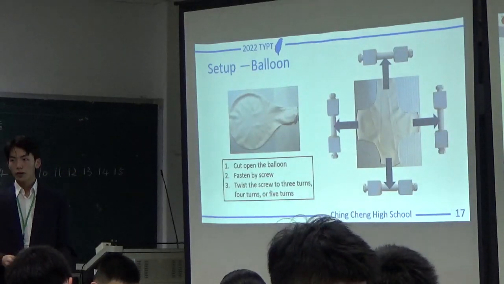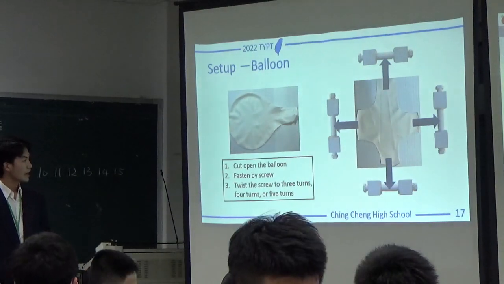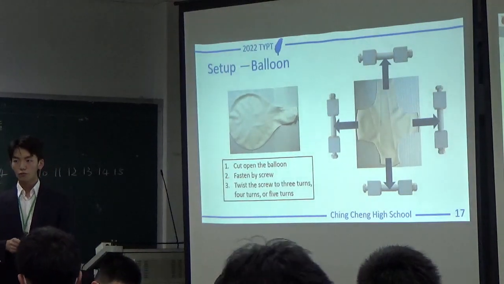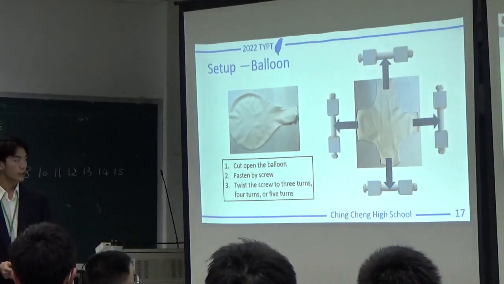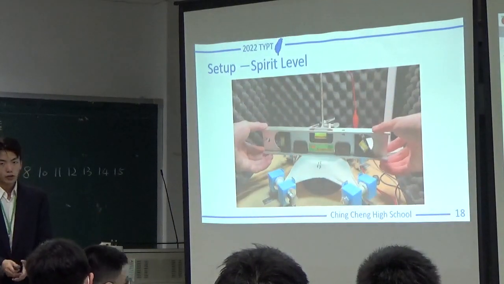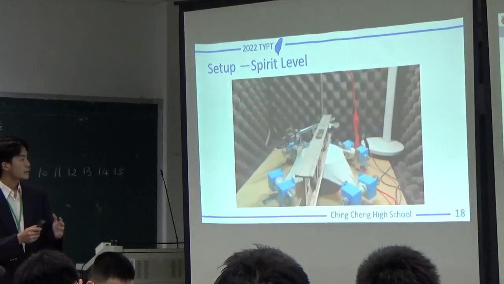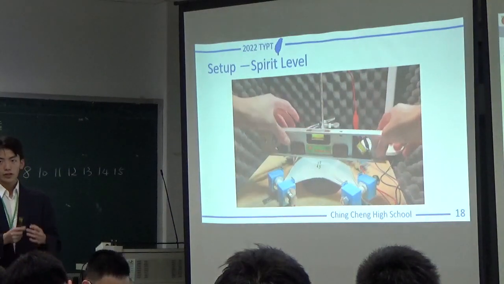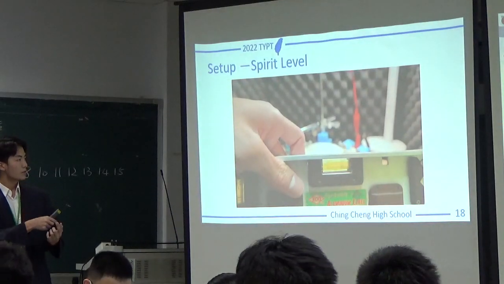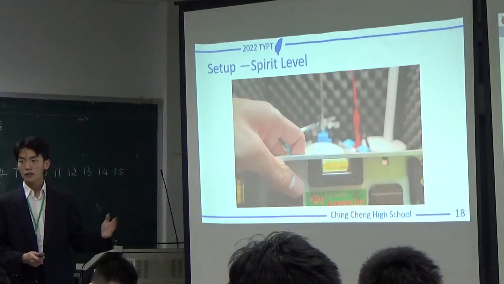So now I'll talk about how I construct my membrane. So first I cut up a huge balloon like this, and we fasten it by the balloon holder using screws. And we twist the screws 3 times or 4 times or 5 times to get the tension of our membrane. And in this experiment, we find it very important to get the platform as flat as possible, to make sure that it has the same tension around its radius, and we could get a more accurate experiment result this way.